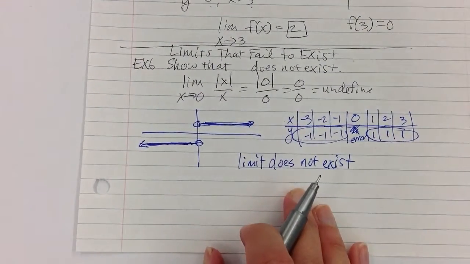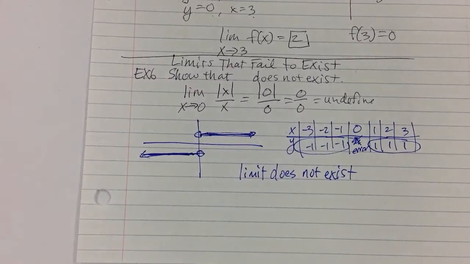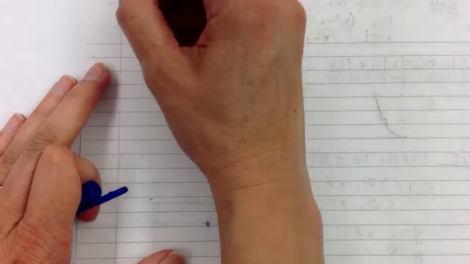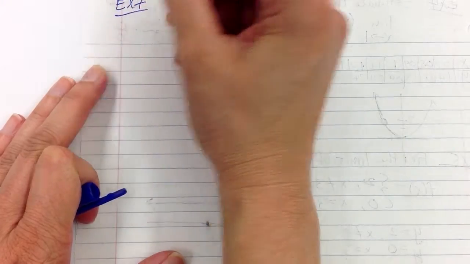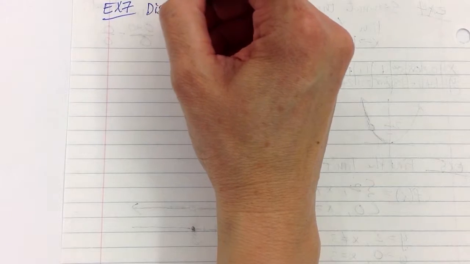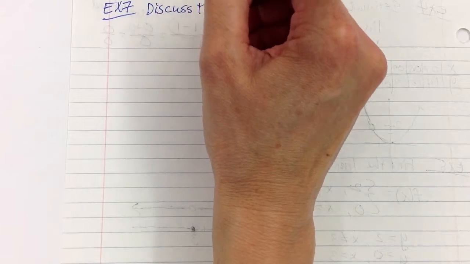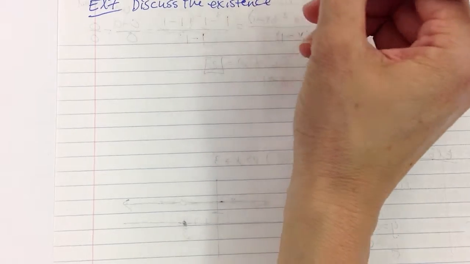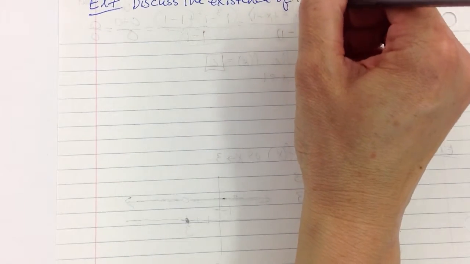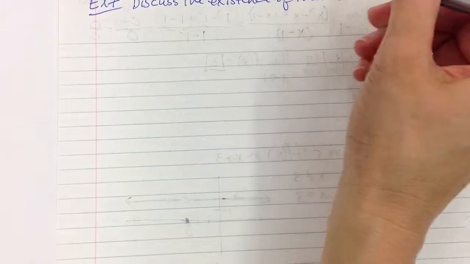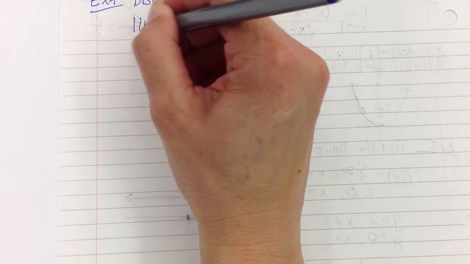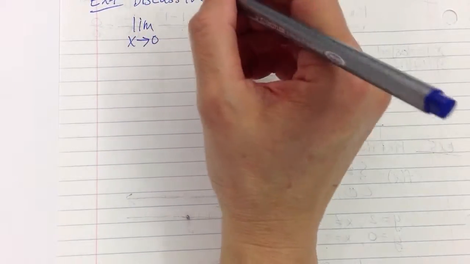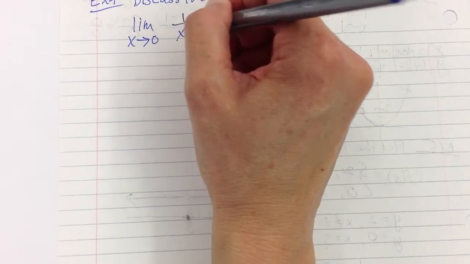Okay, and that's a good example of that. All right, example 7. A couple more examples. We're almost done. Let's look at example 7 here. Example 7 says, discuss the existence of the limit. The limit as x approaches 0 of 1 over x squared.